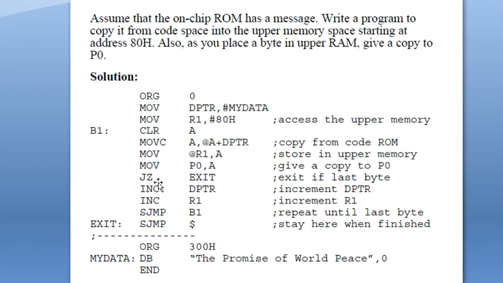Then JZ exit means it is going to check the accumulator's content. If it is 0, it will jump to there and execute further. If it is not, it is going to increment DPTR, increment R1, SJMP B1, so it repeats. Until the accumulator's content becomes 0, it stays in a continuous loop. So all the values are going to be copied from one location to another, as described in the problem statement, right?